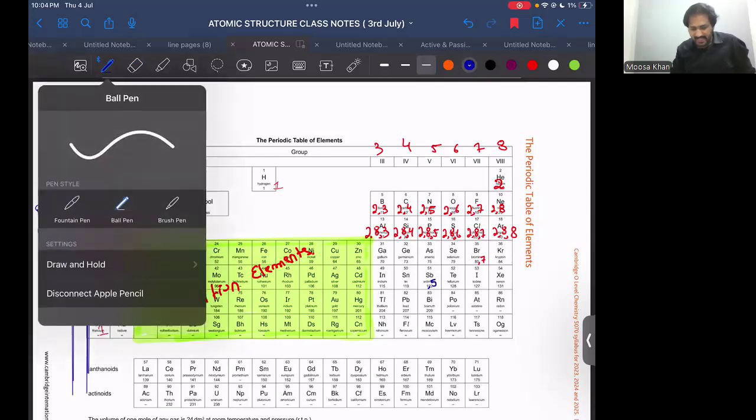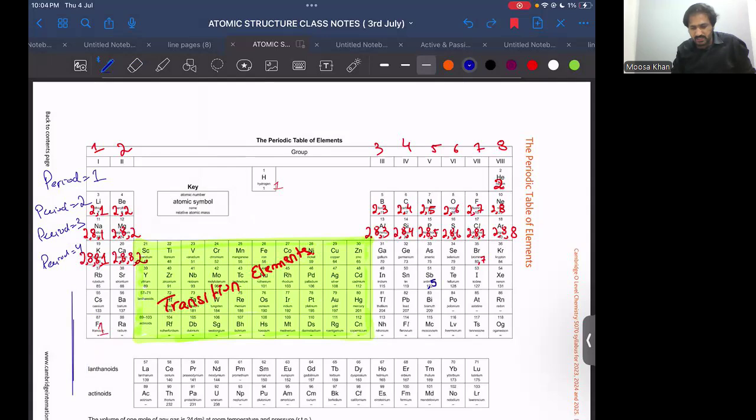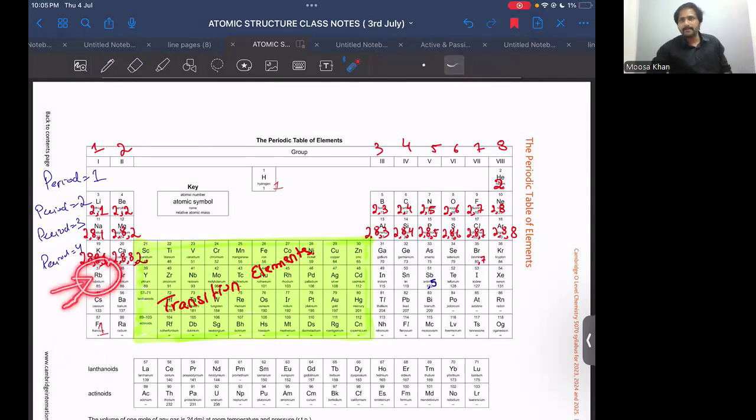रुबिडियम के बेटा 5 शेल्स होंगे और its outermost electron should be equal to 1 because it is in group 1. तो आप रुबिडियम के इलेक्ट्रॉनिक कॉन्फ़िगरेशन तो अभी नहीं बना सकते हो ग्रेड 11 में, but you can tell as it is from group 1, so it must have 1 valence electron and it must have 5 shells altogether.